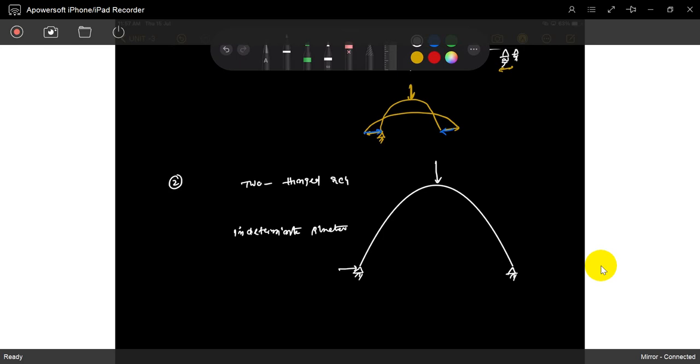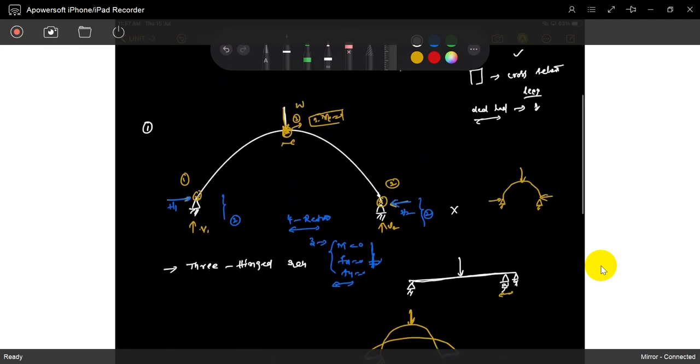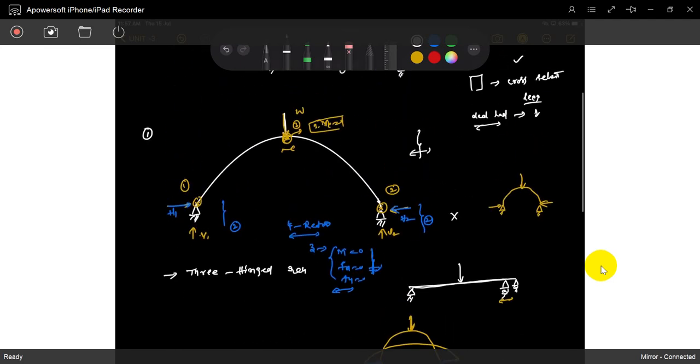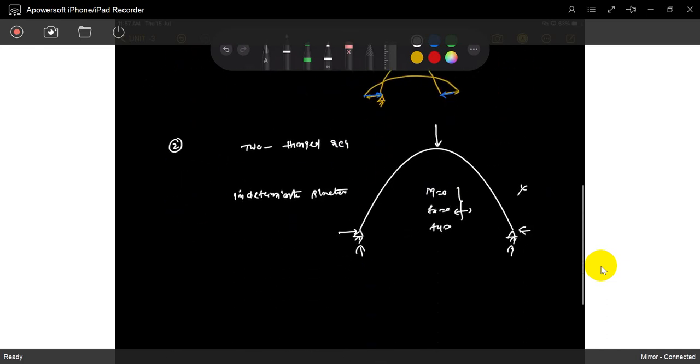We can't determine these reactions by applying only moment equal to zero, Fx equal to zero, Fy equal to zero. These are the three available equations. We can't solve it; we will discuss it later. But the three hinged arch is a determinate structure when you provide an extra hinge there. So that's the story of the three hinged arch and the two hinged arch.